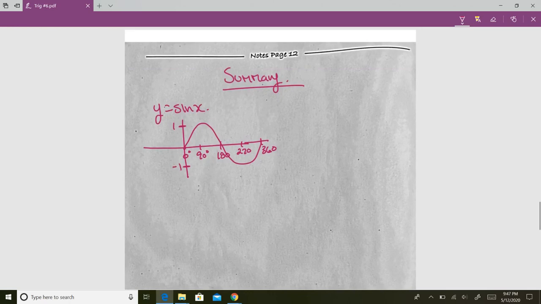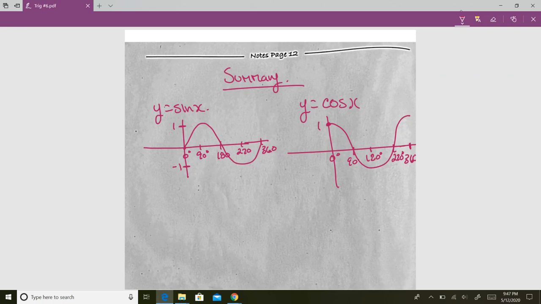Sorry, cosine graph. You gotta be able to do the same thing. Cosine starts at 1, like that. That is 360. That's 0. This is halfway, so that's 180. That's 270. And that is 90. That's 1, and that's -1. You need to be able to do that.